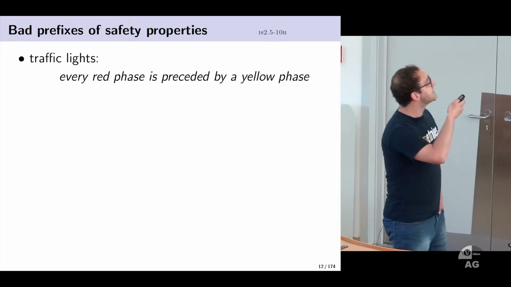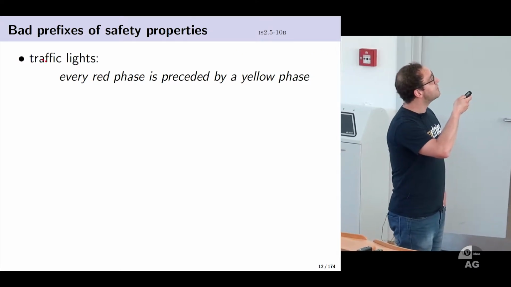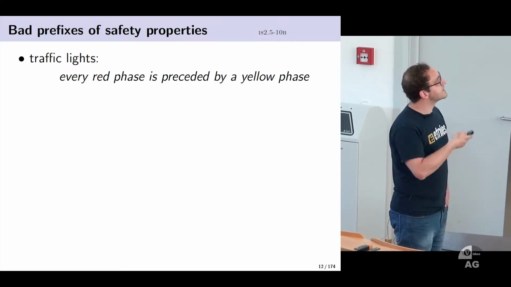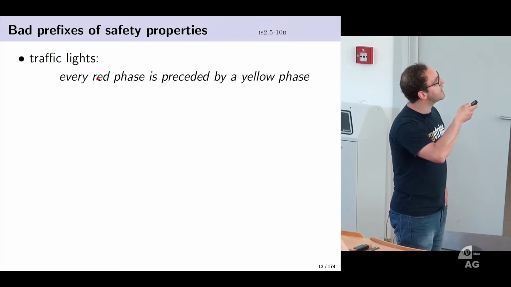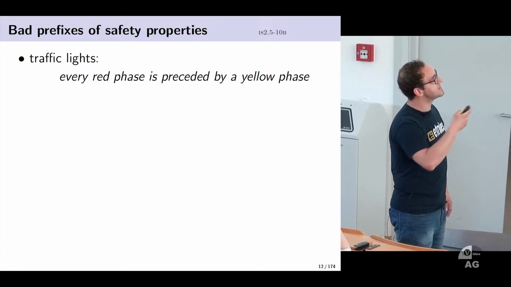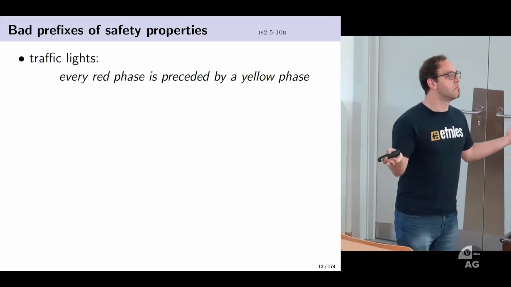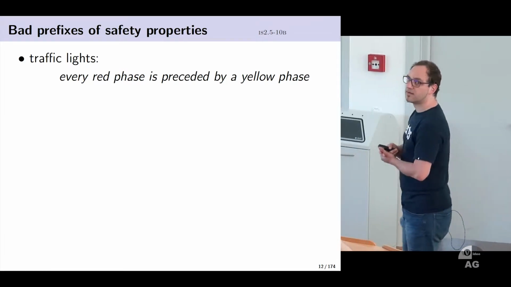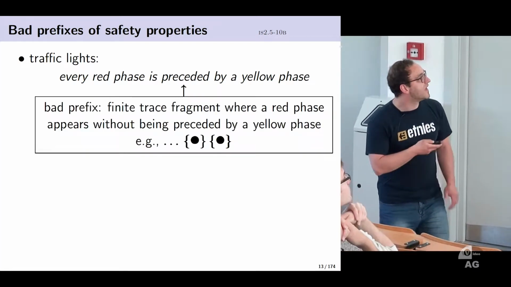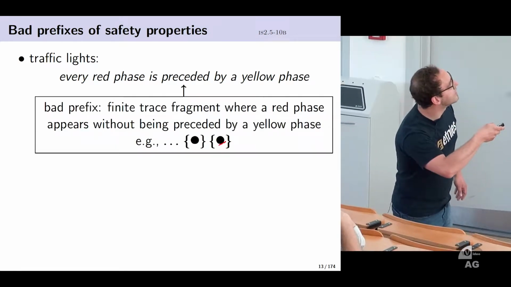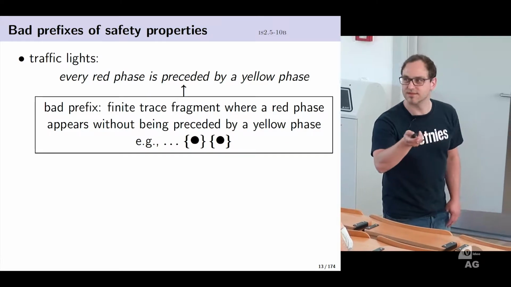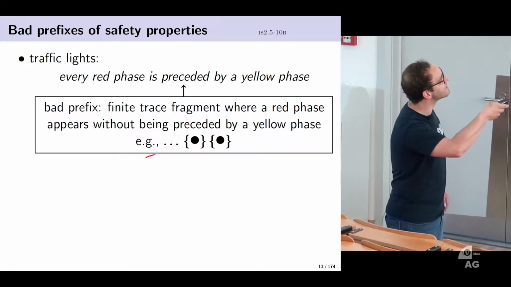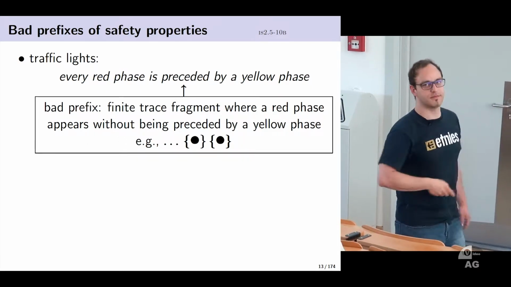Okay, let's look at this as an example. So again, take the traffic lights example, where we state as a property that every red phase is preceded by a yellow phase. Well, what would be a bad prefix of that? I mean, a bad prefix of that is obviously, I don't know whether you can see the colors. Is it visible? For me, it's neither. So this is a red, supposed to indicate that the traffic light is red, and this is supposed to be green.